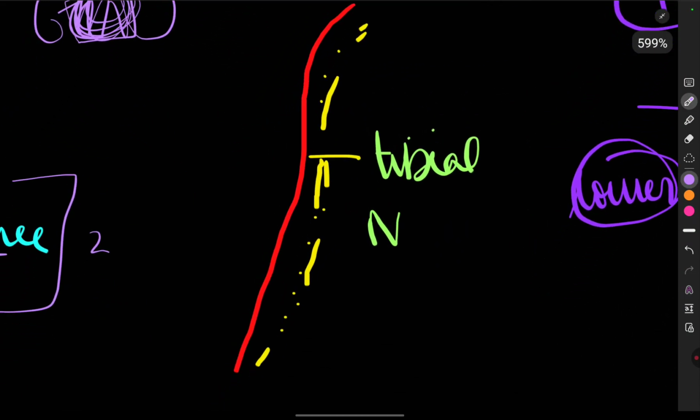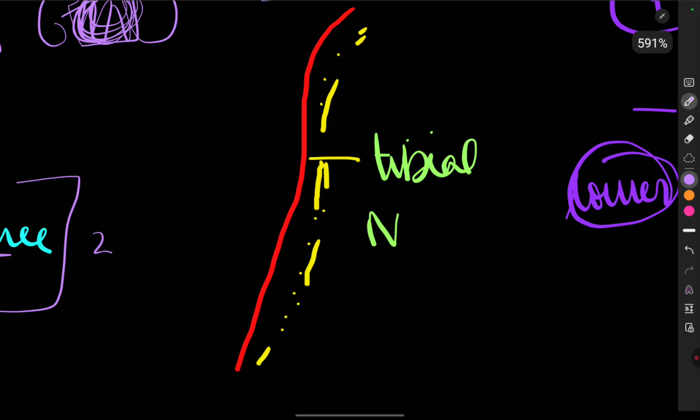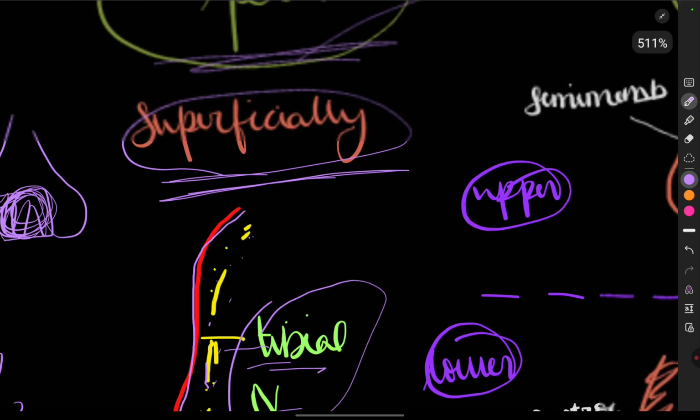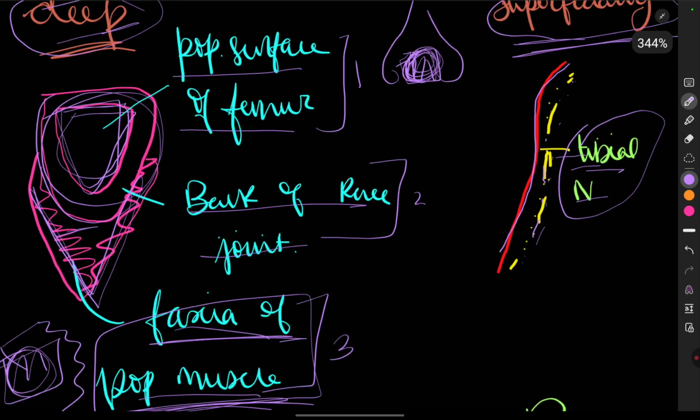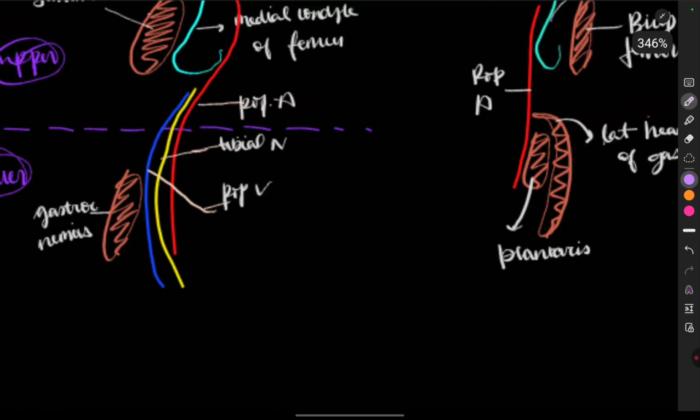So see, on the posterior side, we know that there is the tibial nerve, right? The tibial nerve goes posteriorly. If the red one is the popliteal artery, the tibial nerve is going posterior to it, and the yellow one whatever you see here is the tibial nerve. So posteriorly we have only one, that is the tibial nerve. Anteriorly we have the bone, the joint, and the fascia and the muscle.